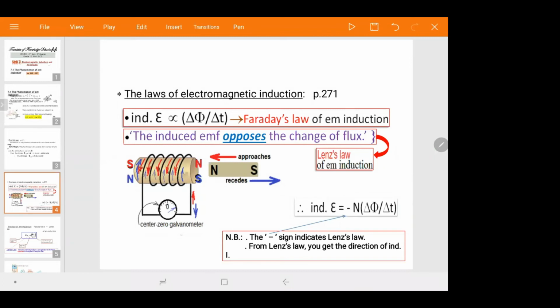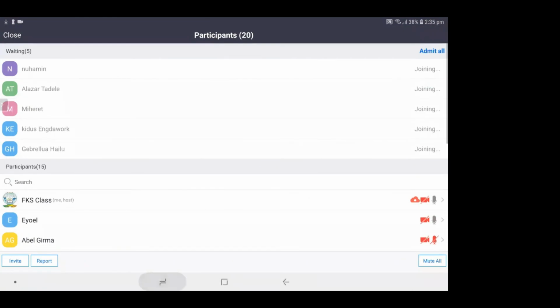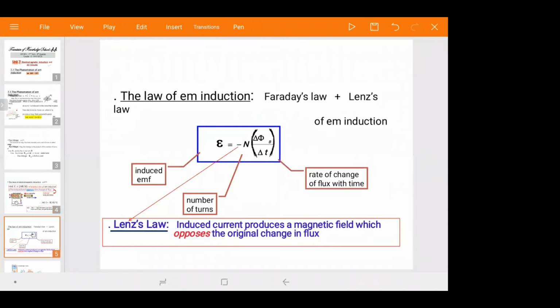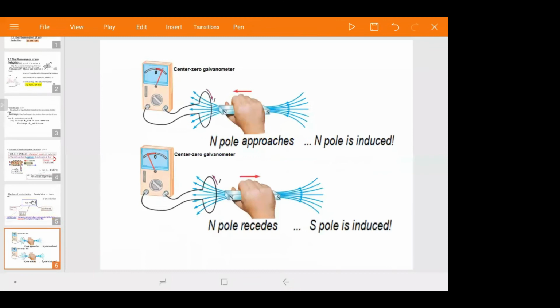Shall we continue, or do you have any questions there? Yeah, any questions? Nobody's speaking? Nobody wants to ask? No. All right, then we'll continue.